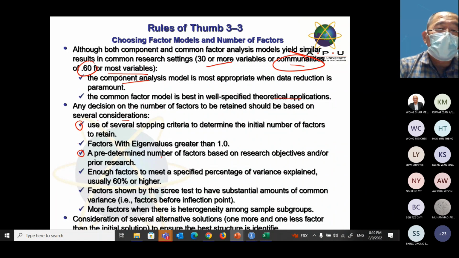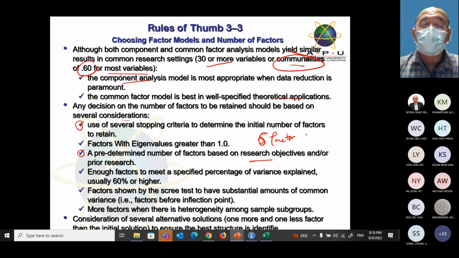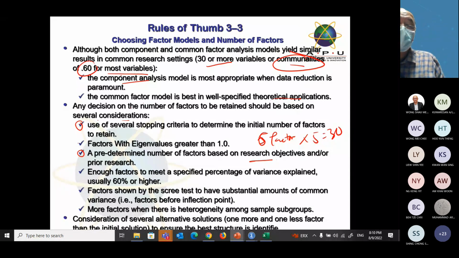A predetermined number of factors based on research objective. Means you find that in your capstone or thesis, you are supposed to have 6 factors. Therefore, you prepare the questionnaire, and then you have 5 variables for each factor. Therefore, in total you get 30 variables in your questionnaire. I mean, ignore the demographic. These are the important metric variables for you to run the factor analysis. Okay, so this is to explain this point.